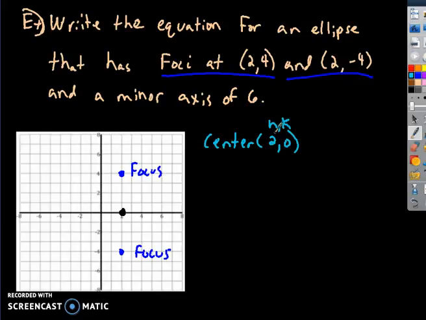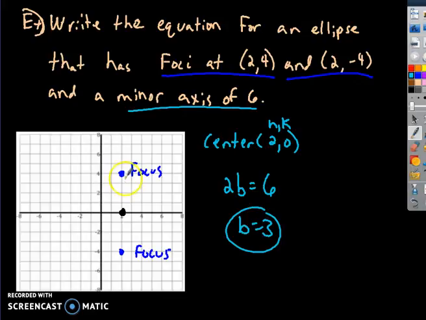All right, so my minor axis was 6. So I know that 2b has to be 6, because 2b equals my minor axis. So b has to be 3. And if my foci are in this direction, I know my minor axis has to be in this direction. So it has to be 3 to the right. It's counted by ones here: 1, 2, 3, and then 3 to the left: 1, 2, 3.